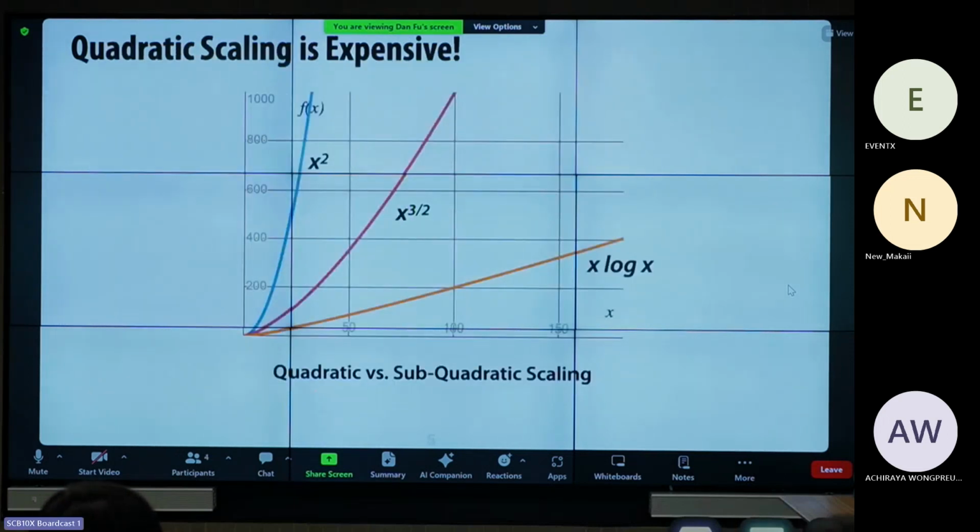Just as a reminder, quadratic scaling is really expensive. These are just some graphs that I found online. That blue line is quadratic scaling. One thing that we started asking is, can we get better scaling properties? Can we get something that's maybe n log n, that's the orange line, or even n to the 3/2, which would get us better scaling properties?